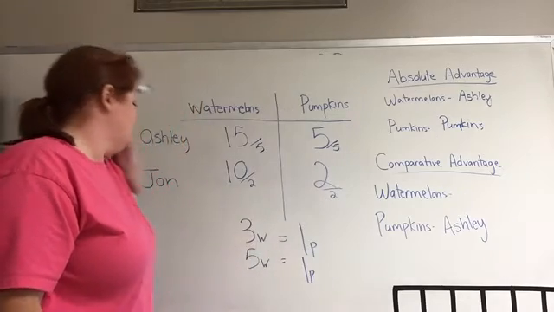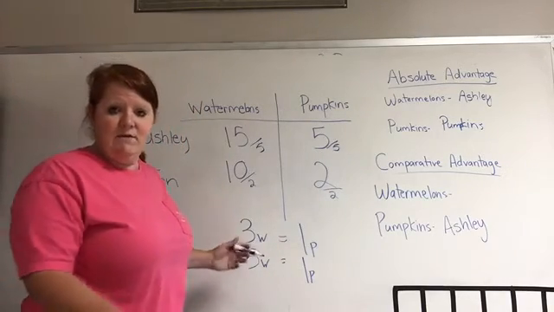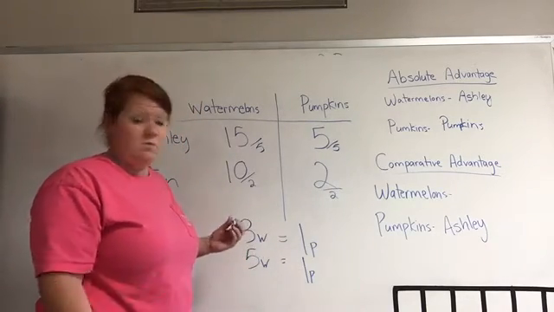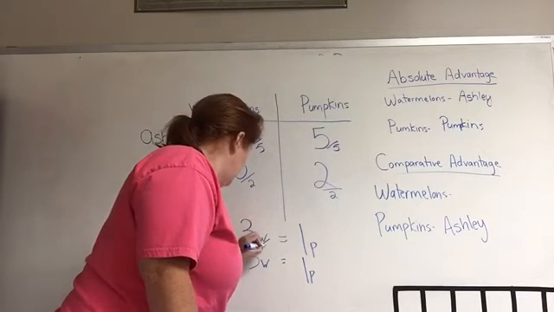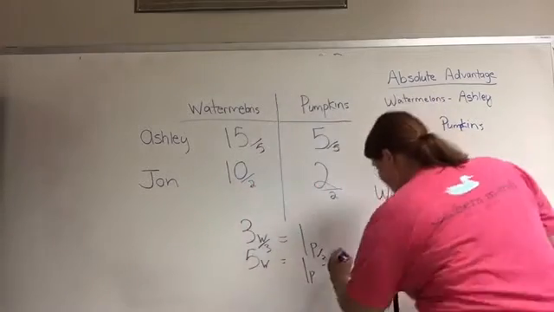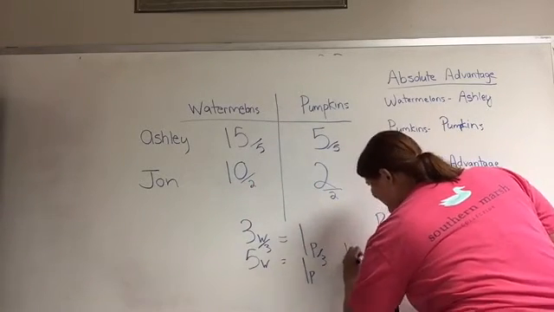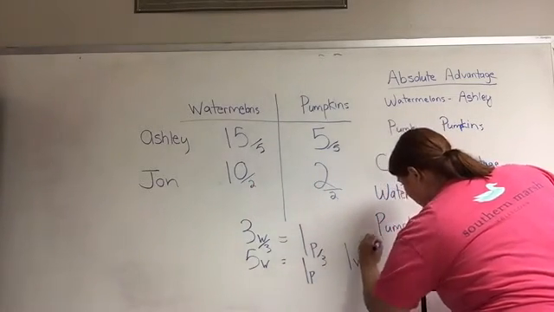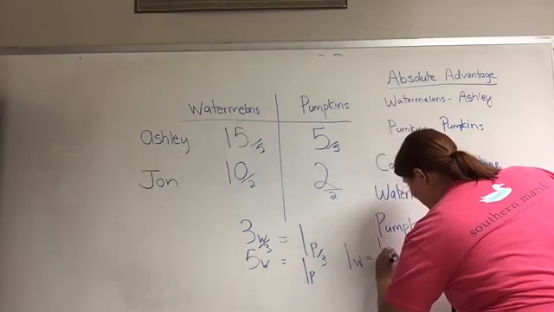We're going to simplify this even more to see who has comparative advantage in watermelons. So we'll take off 3 on this side, take off 3 over here. Like I said, it's going to be kind of small. So one watermelon equals 1/3 of a pumpkin for Ashley.